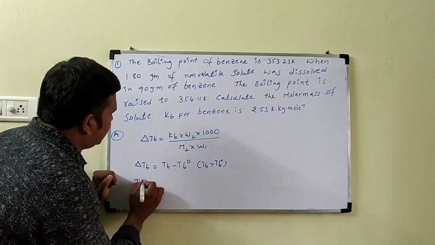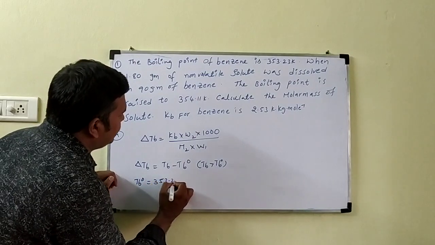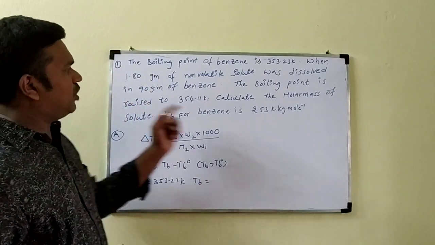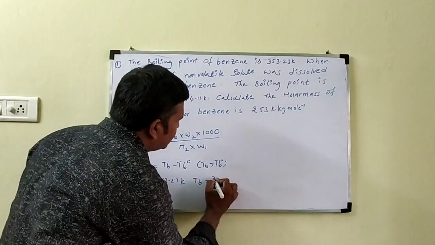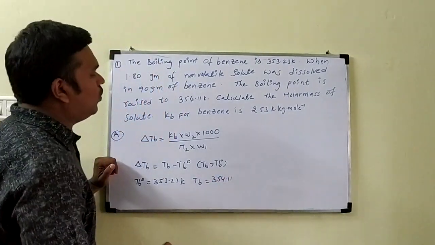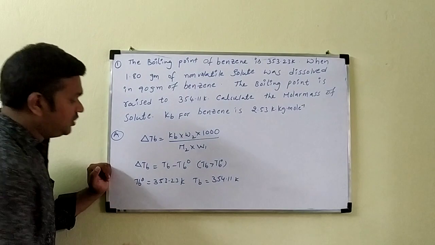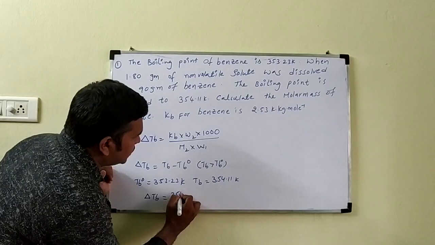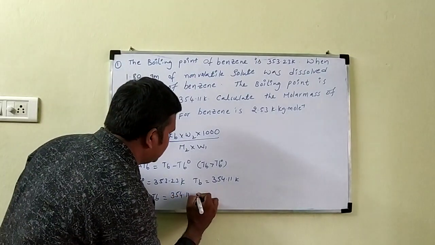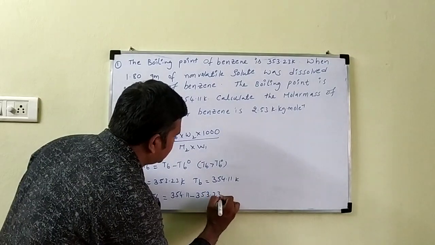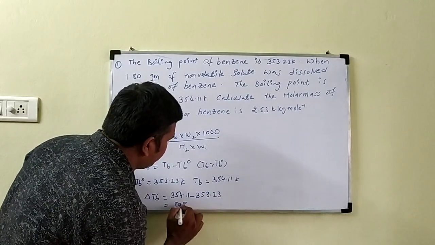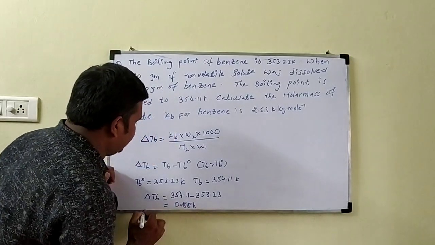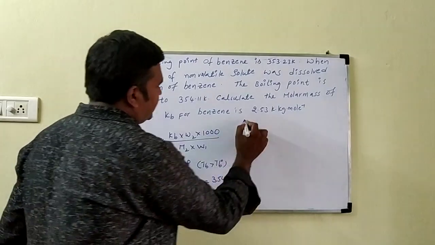Now I'll write here Tb naught is equal to 353.23 Kelvin, and Tb is equal to what? The boiling point is raised to how much here? 354.11 Kelvin. From this we have to identify delta Tb. What is delta Tb? Tb minus Tb naught. 354.11 minus 353.23, you will get 0.88 Kelvin. What is it? It is delta Tb.